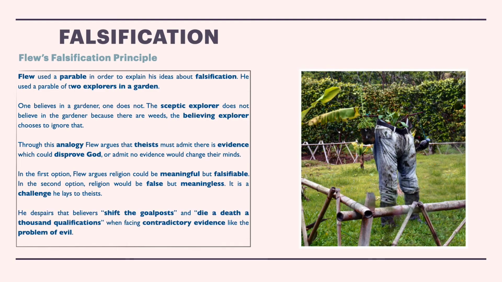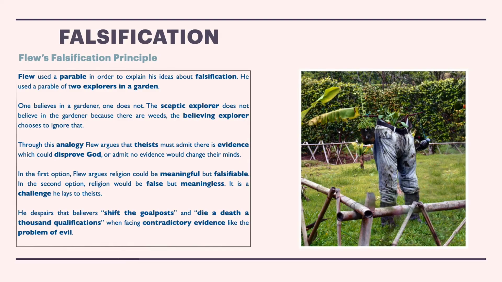Flew despairs, and here are some phrases that are taken from his text. He despairs that believers shift and move the goalposts, that they constantly change what their original assertion was. An assertion is a factual claim. They shift the goalposts and keep changing their original belief and ideas to suit their own belief and narrative. And in doing so, they die a death of 1,000 qualifications.